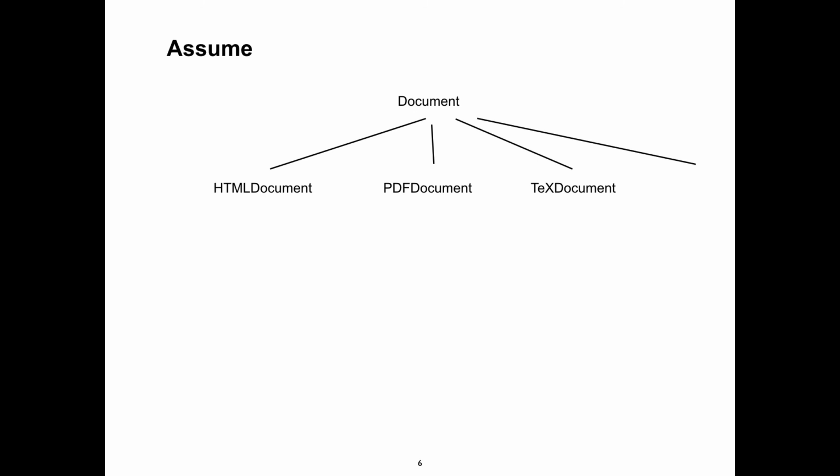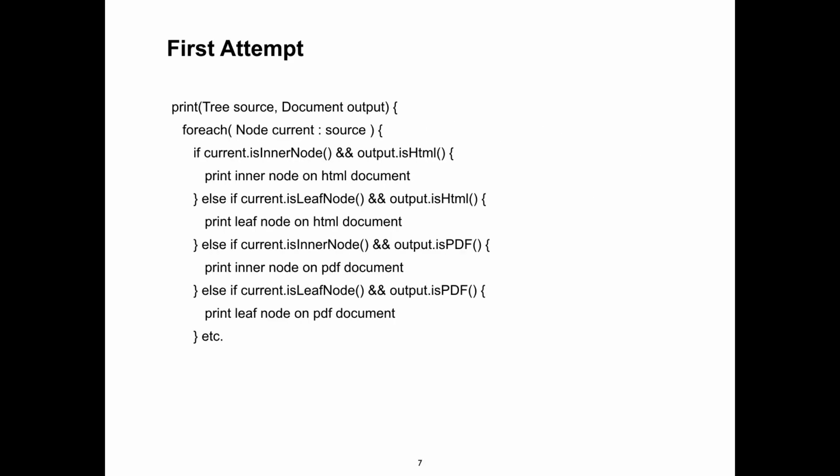So assume we've got HTML documents, PDF documents, TeX documents, and who knows what else. Different formats, Word format. So we could do something like this. We have a print method and we pass in the tree and the document, and then it's like, well, okay.